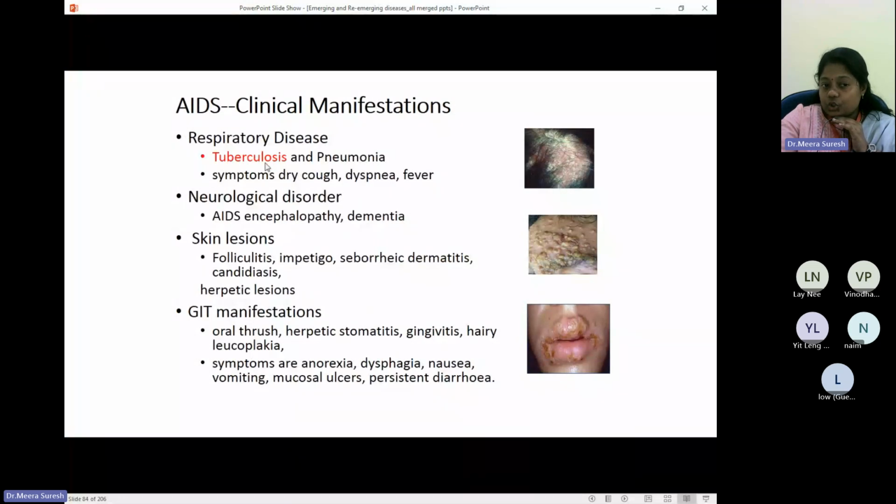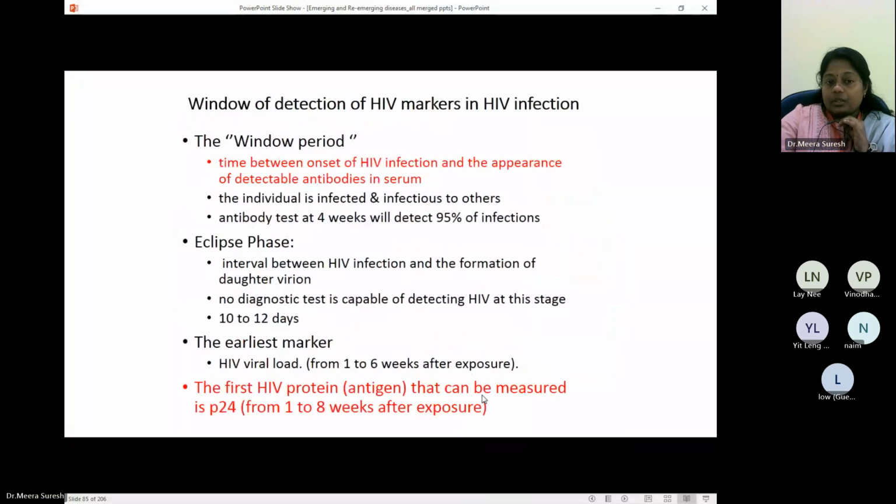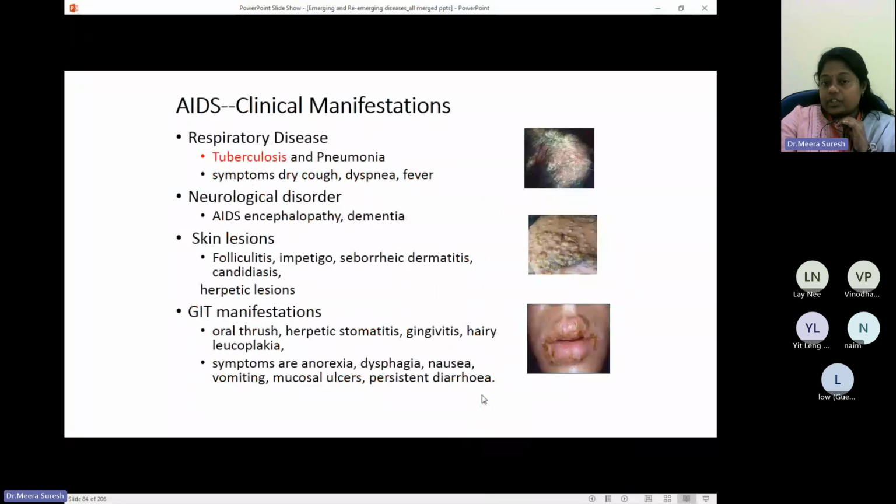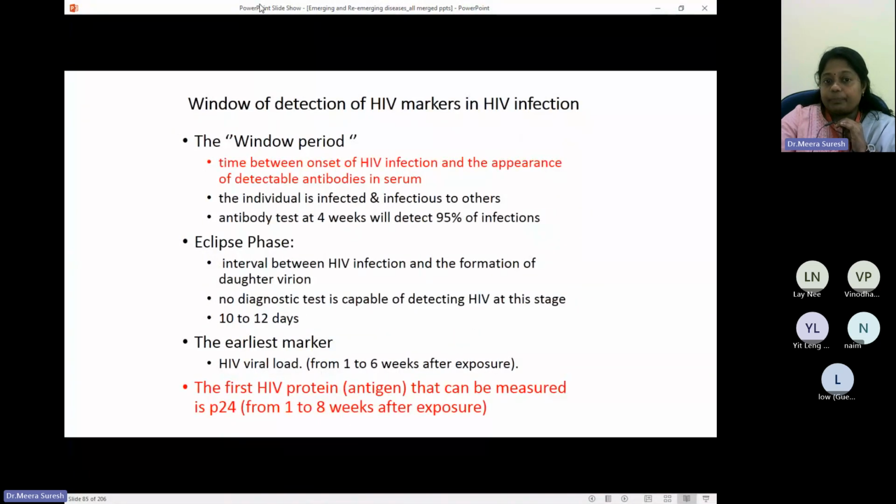In respiratory disease, as tuberculosis, pneumonia can develop, with dry cough, dyspnea, fever. Neurological AIDS: encephalopathy, dementia. Skin lesions: there can be herpetic lesions, folliculitis, impetigo, seborrheic dermatitis, candidiasis. In GIT manifestations: oral thrush, stomatitis, gingivitis, hairy leukoplakia, symptoms of anorexia, dysphagia, nausea, vomiting, mucosal ulcers, and persistent diarrhea. So multiple systems can be affected and the symptoms can be presented. And when all this comes, that's when we call the patient an AIDS patient.